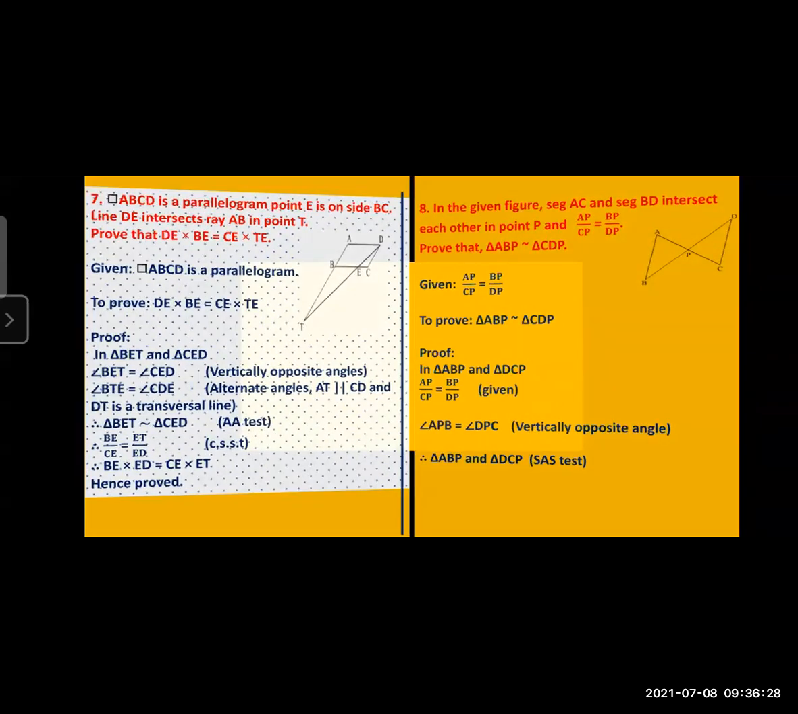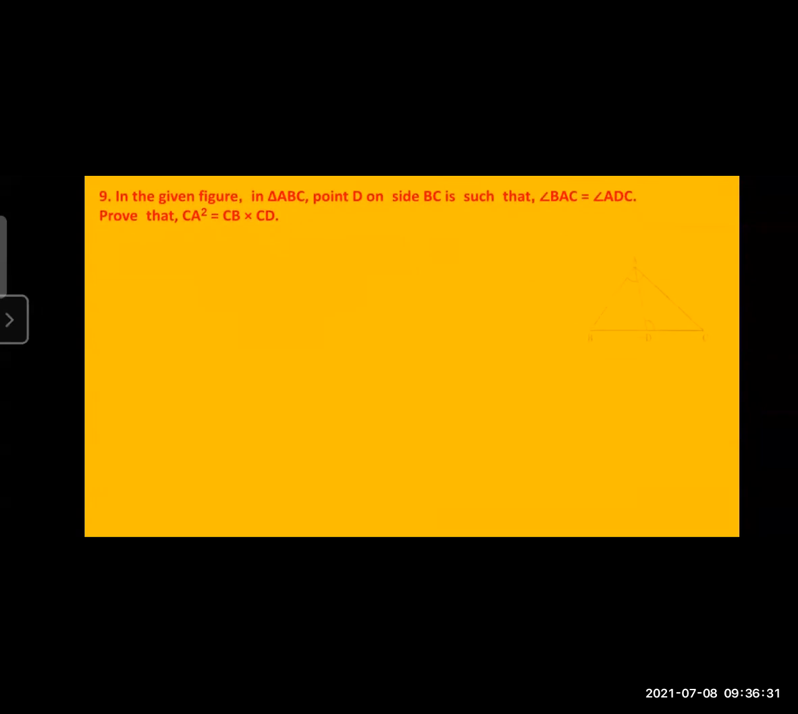And the last question of practice set 1.3. In the given figure, in triangle ABC, point D on the side BC is such that angle BAC and angle ADC are equal. Prove that CA square is equal to CB into CD. So first you write the given and then write the proof condition. Given is angle BAC is equal to angle ADC, and to prove CA square is equal to CB into CD.